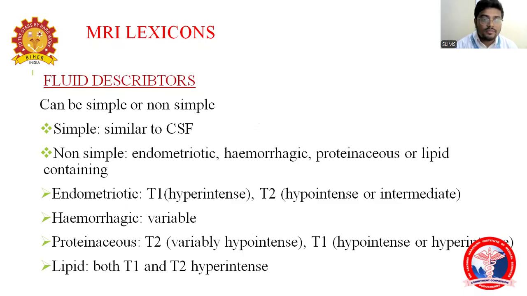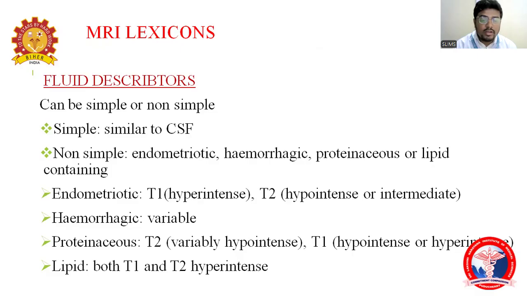MRI lexicons, fluid descriptors. The fluid can be either simple fluid or non-simple fluid. Simple fluid means it will be similar to CSF, which is T1 hypointense and T2 hyperintense, and on DWI and ADC it will be hyperintense. And the non-simple fluid can be either endometriotic, hemorrhagic, proteinaceous, or lipid containing.